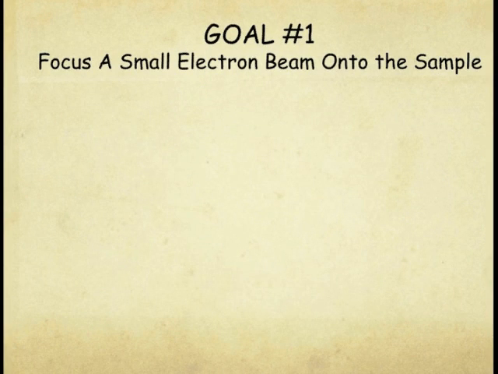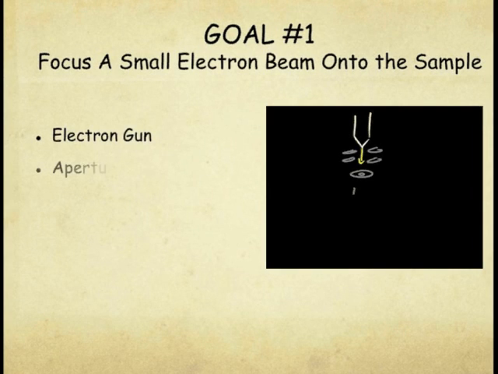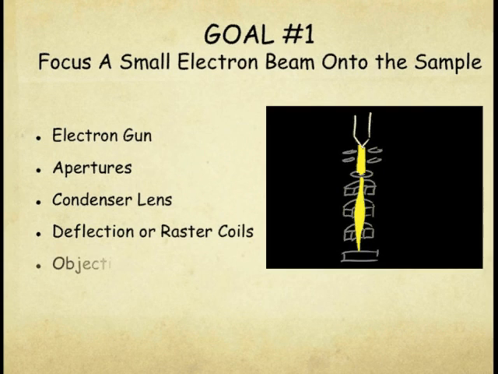Okay, we've now achieved our first goal, focusing a beam of electrons onto our sample. We achieved this by creating an electron beam with our electron gun, occluding parts of the beam with apertures, demagnifying the beam with a condenser lens, rastering the beam with deflection coils, and finally focusing the beam with an objective lens.